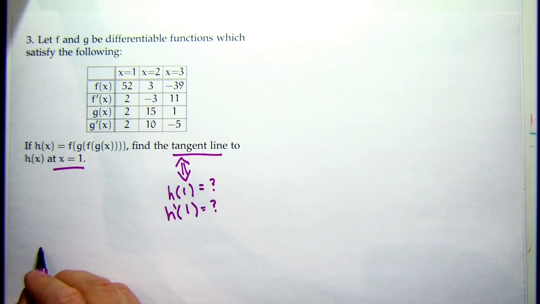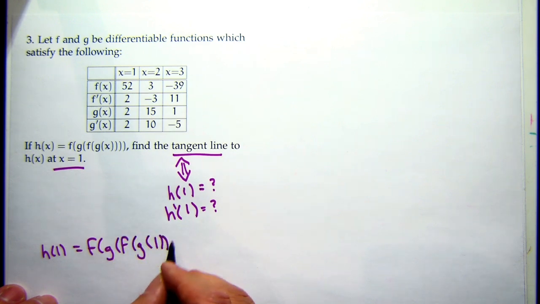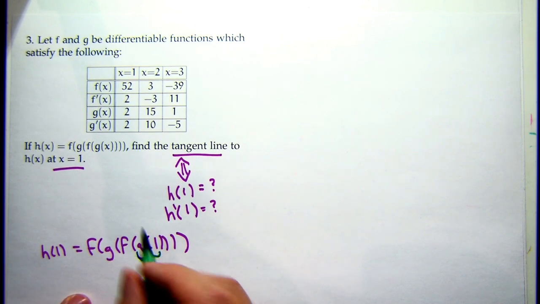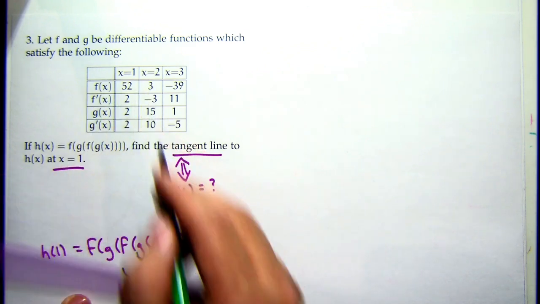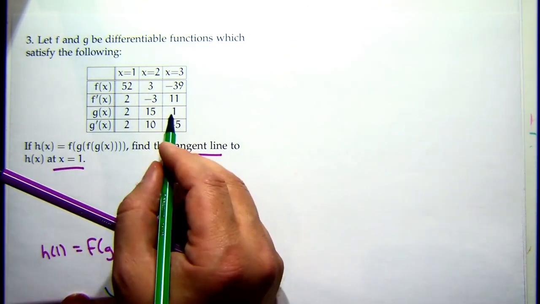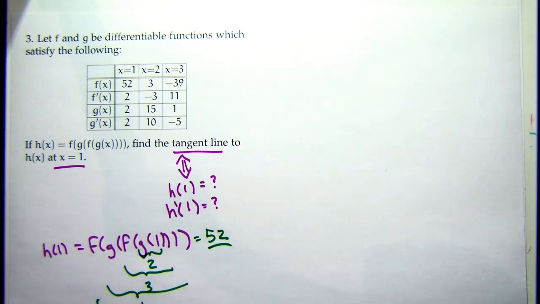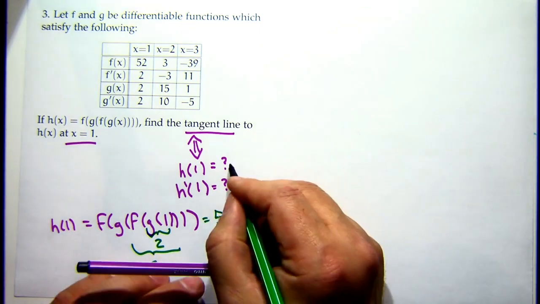So let's plug in 1. So h of 1 is f of g of f of g of 1. Now, this is an onion problem because it has layers. It's also an onion problem in that it might make you cry. But the important thing is when you have layers, work 1 layer at a time. Evaluation, you work from the inside. G of 1. Come up here. G of 1 is 2. F of 2. 3. G of 3. 1. F of 1. 52. Okay, there you go. Oops, I ran out of space. Okay, so that's 52.